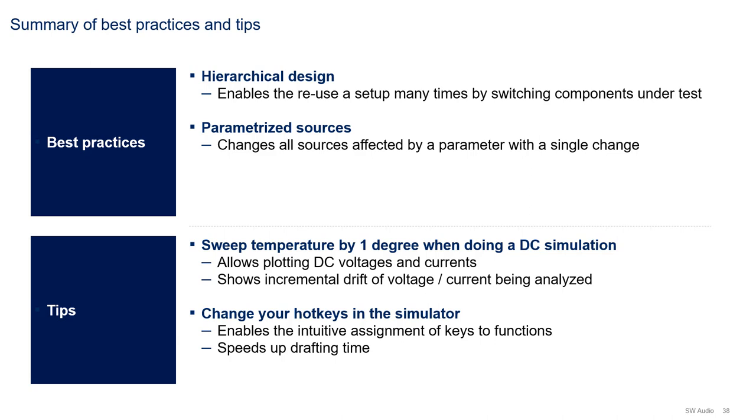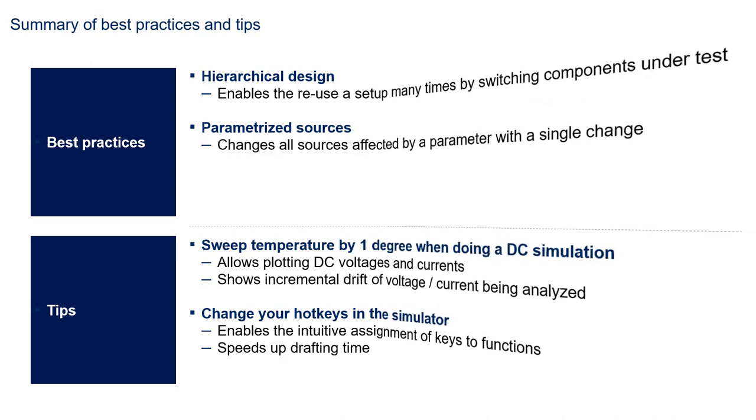Finally, consider changing your hotkeys in the simulator. For some reason, LTSpice likes to use the function keys for hotkeys. I find this unintuitive and difficult to remember. So just assign them to something that is more convenient or easier to remember. For example, if you want to put text, you could assign that to the letter T. If you want to view the error file, you can assign that to the letter V for view.